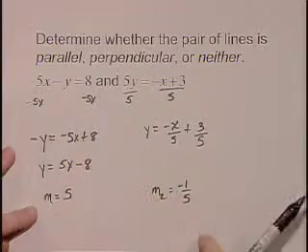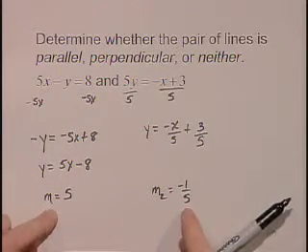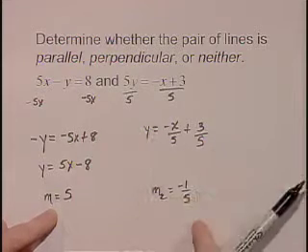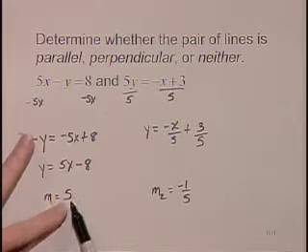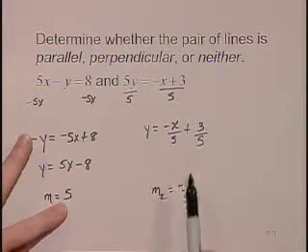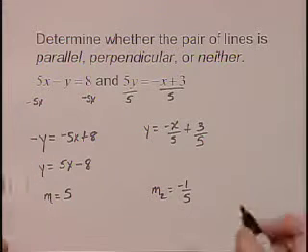In order for lines to be parallel, they have to have the same slope. And these two lines do not have the same slope. Perpendicular lines are when the slopes are negative reciprocals of each other. So the negative reciprocal of 5 actually is indeed negative 1/5. So these lines are perpendicular.